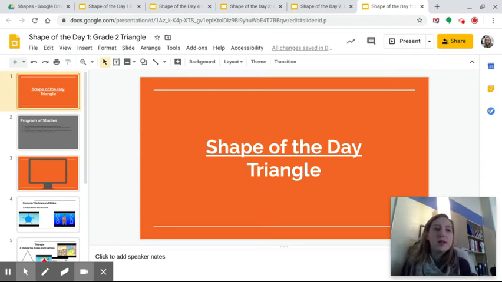We are going to start with 2D shapes and then we are going to start moving into some 3D shapes. So our first shape of the day is a triangle. We all know what a triangle looks like. There we go. We see a lot of these in real life.